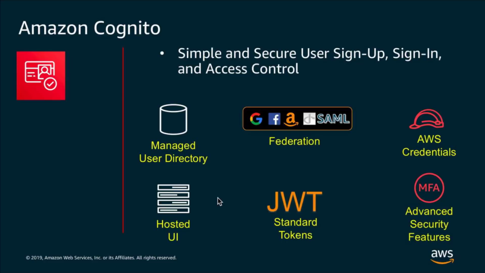It scales to millions of users, and it does support federation from social providers like Google and Facebook, in addition to enterprise federation like Active Directory via SAML. So as a developer, you want to focus your time on what is important for your application, while Amazon takes care of the undifferentiated heavy lifting of securing authentication for your apps.